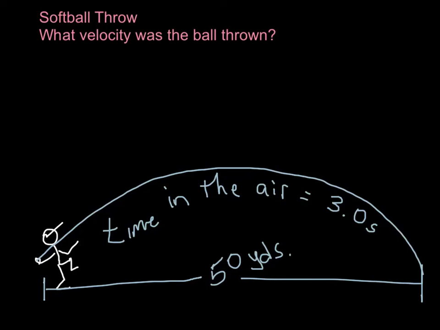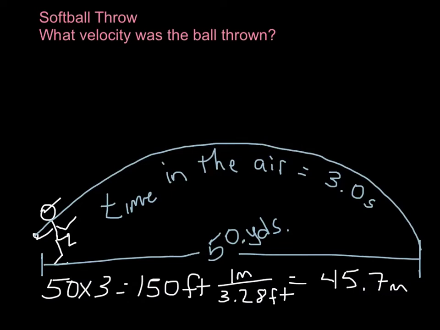Okay, gonna look at a problem that figures out how fast a baseball was thrown, or actually the velocity. So it's gonna have to include speed and direction. What we know is two things. It landed 50 yards away from where it was thrown, and it was in the air for 3 seconds. 50 yards isn't going to work for us, so we're going to have to convert that.